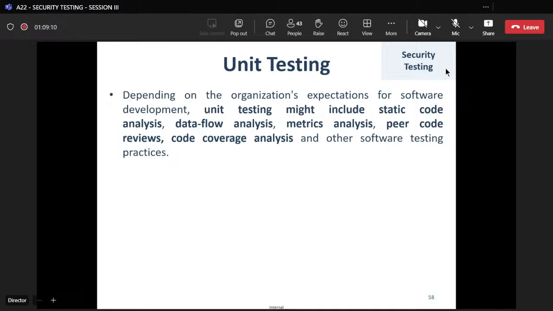And depending upon the organization's expectations for the various software development, unit testing may include static code analysis, data flow analytics, metrics analysis, peer code reviews, as well as code coverage analysis. They'll be going through the entire software code and performing the analysis.